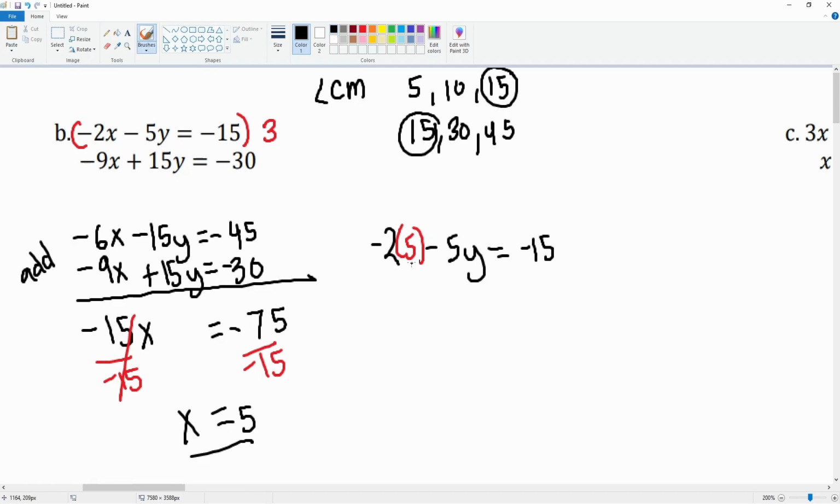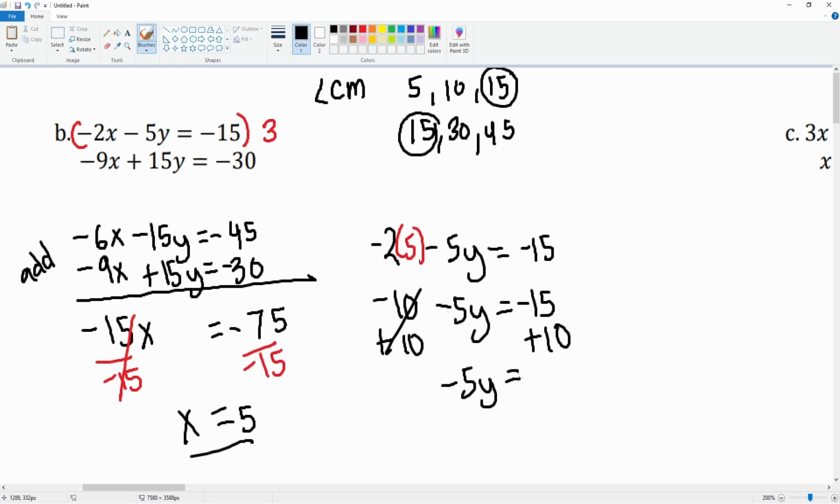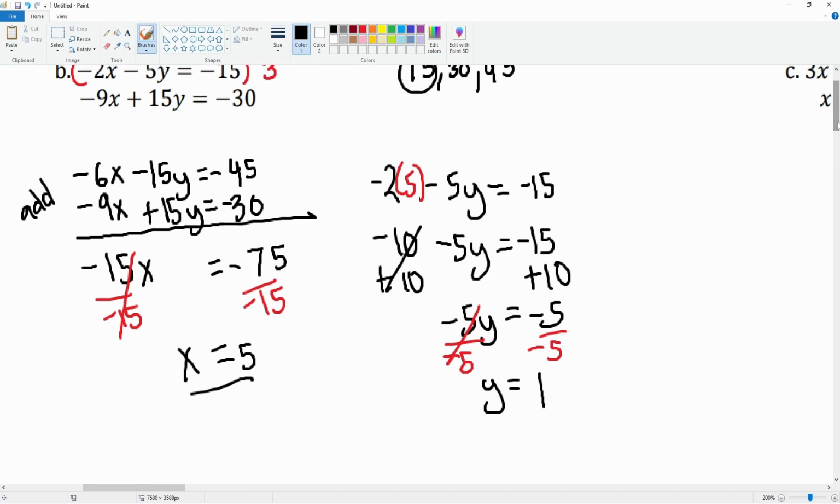Right. So -2 times 5 is -10. Minus 5y is equal to -15. Add 10 to both sides. This does cancel, leaving you with a -5y is equal to a -5. Divide by -5 to both sides so we can get that y alone. -5 over -5 is just a 1, so that cancels, leaving you with just y equals 1. Okay, so our solution here would be the ordered pair of 5 comma 1.